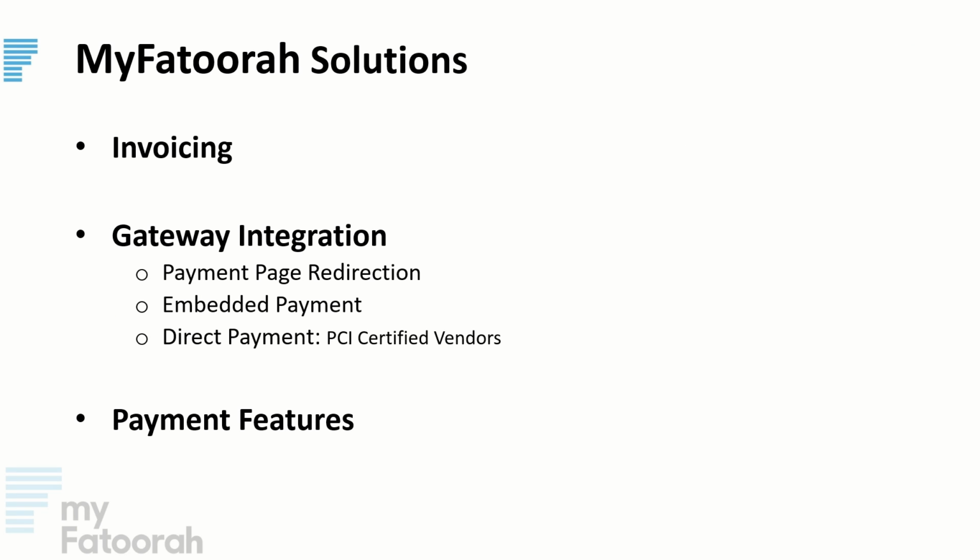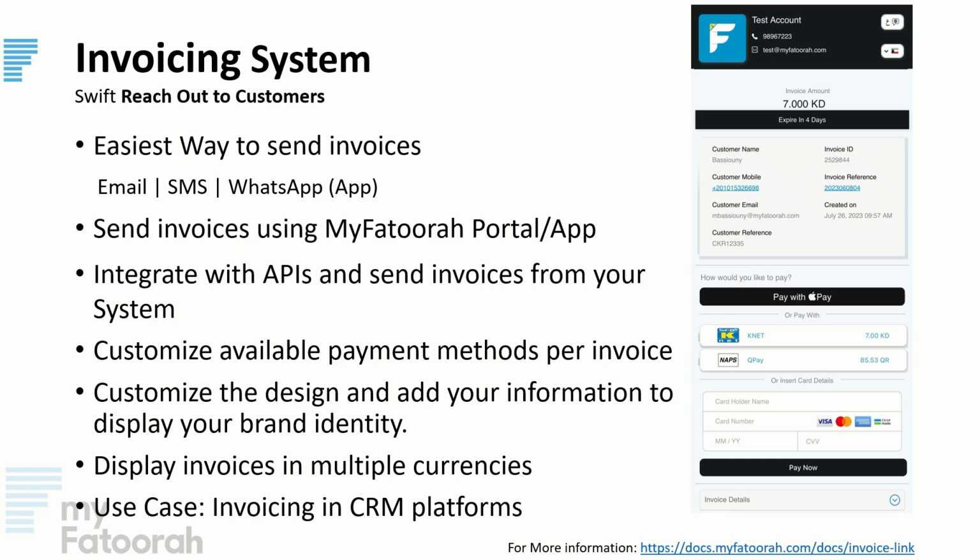There are two main payment flows in MyFatoorah. First, we have the invoicing. This enables you to create an invoice page with MyFatoorah. This invoice will include the payment methods enabled for your account, business information, invoice information, and the customer's information. You can create invoices through the APIs, web portal, or the mobile application.